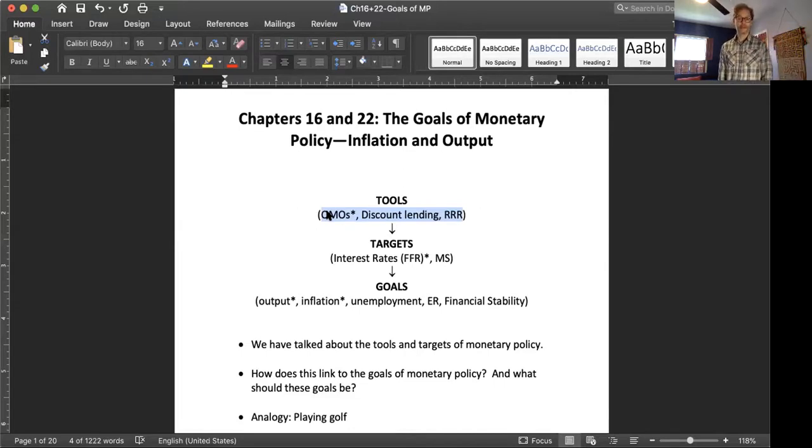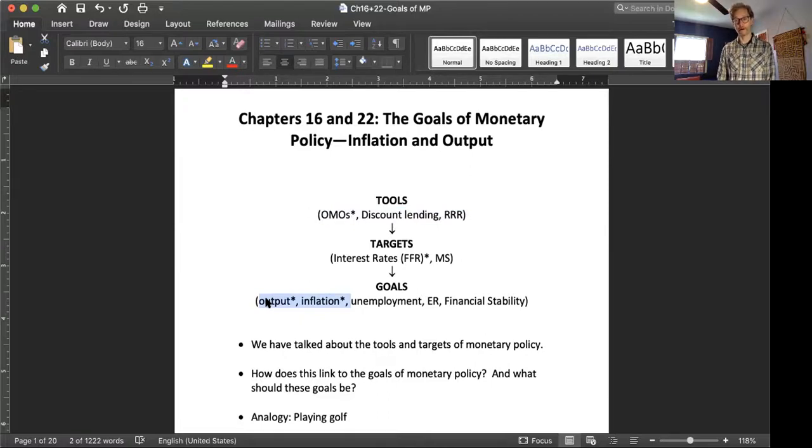And goals could be many things. It could be high output, it could be low inflation, it could be low unemployment, it could be focusing on the exchange rate, or it could be financial stability. Typically, the Fed focuses on the first two, output and inflation, right? But we will talk about the others. And these are also goals of monetary policy, but they're not the primary goals of monetary policy for reasons we're going to talk about.